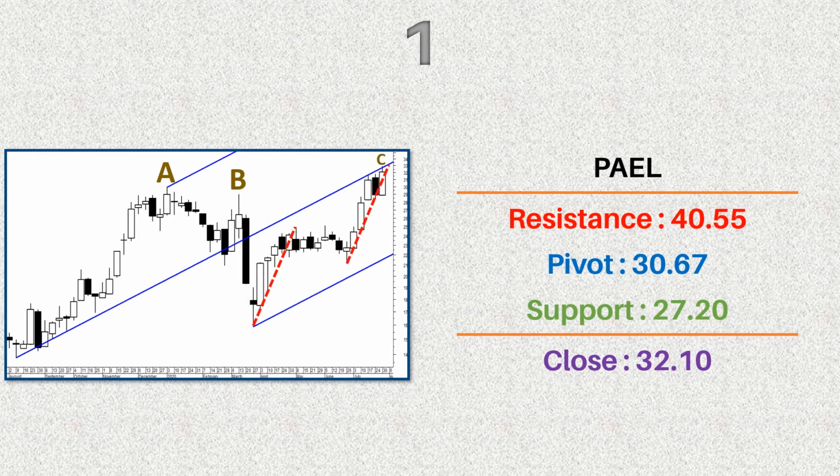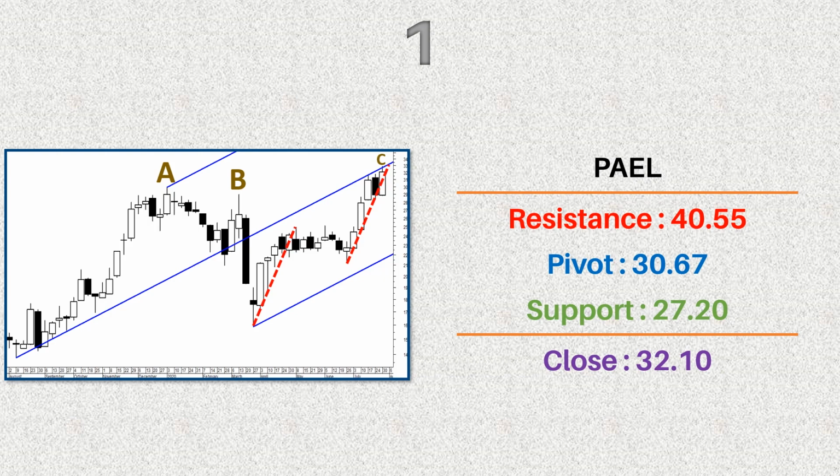The PAEL Electron closed at 32.10 level on July 30, 2020. The closing is above the weekly pivot level of 30.67. The weekly resistance and support levels are at 40.55 and 27.20 respectively. The stock is trying to overcome the resistance offered by the median line of the pitchfork indicator since last 3 weeks. Technically, two interesting setups are noted on this weekly chart.